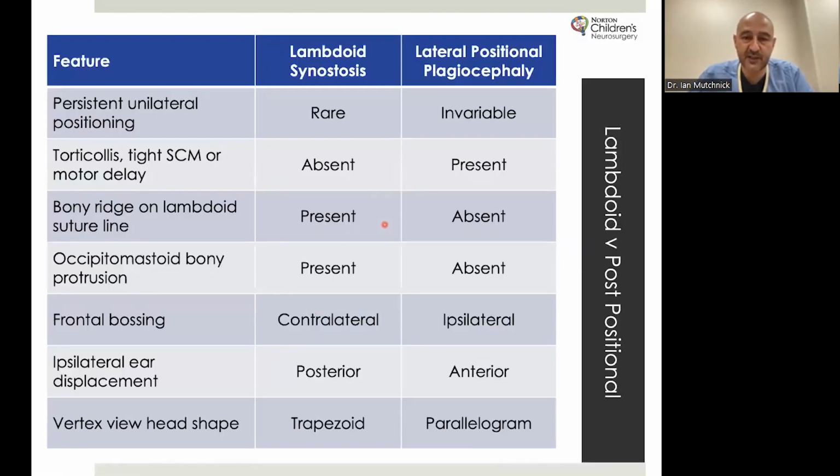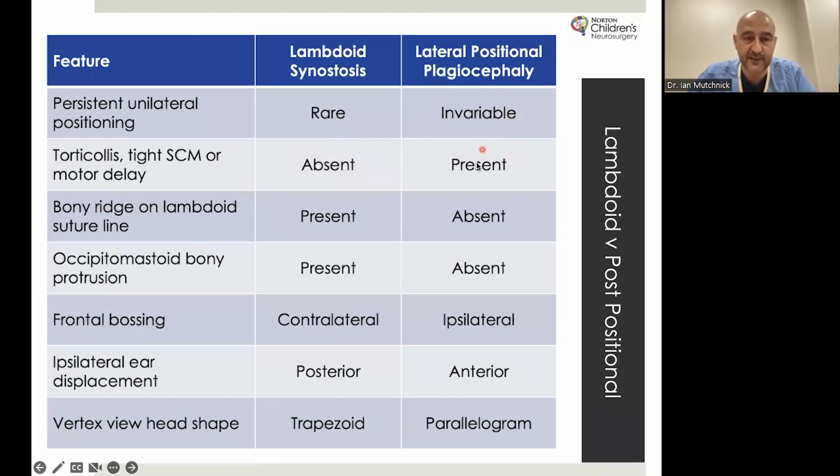So just a little summary chart. For lambdoid synostosis, persistent unilateral positioning is kind of indifferent. It doesn't matter if it was happening, but this is always the case. The kid always prefers one side or the other. For lateral positional plagiocephaly, is torticollis present? I shouldn't say absent, but it's immaterial to it.